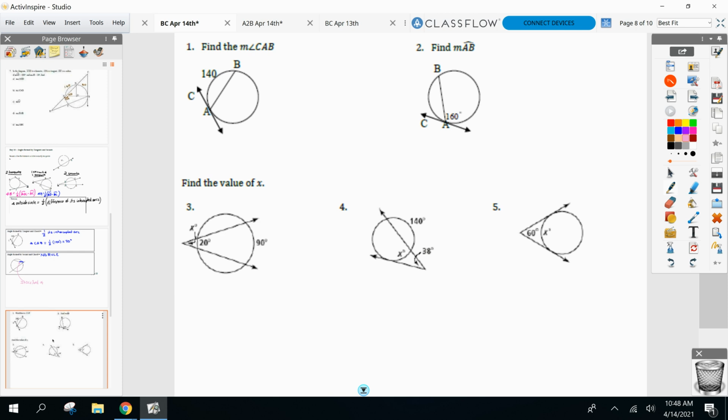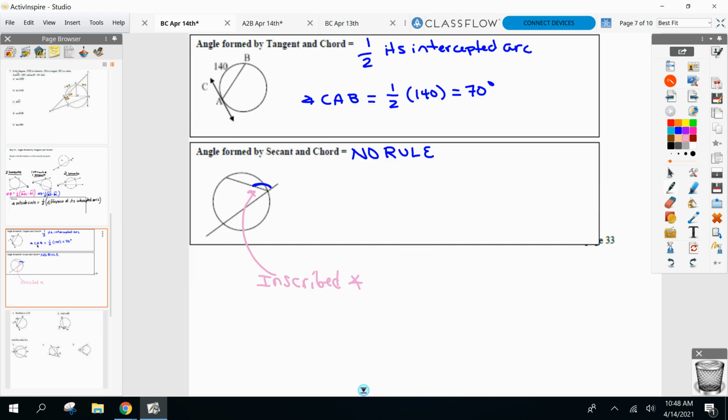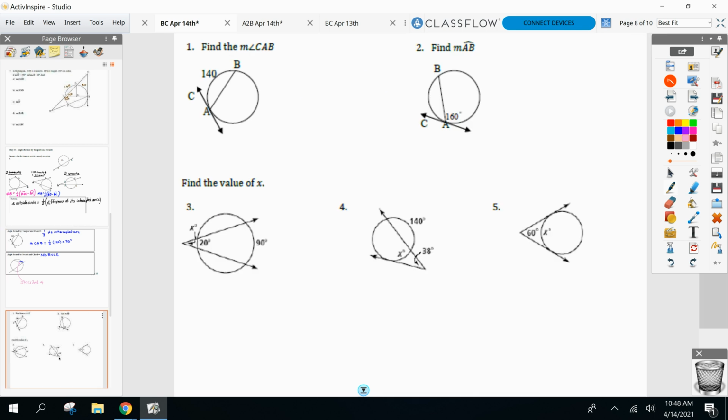Find angle CAB, and I should have got rid of this. This is embarrassing. I get it. It's the same question I just put in the theorem. I get it. Sorry. I've got to take it off next year.